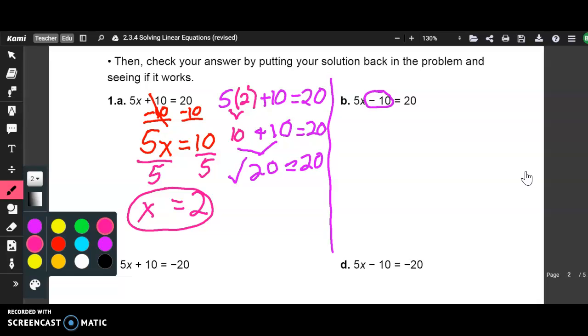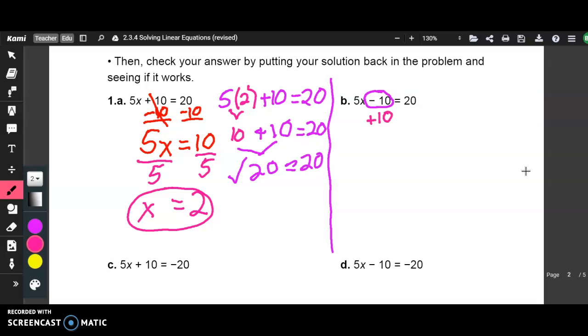So on A, what I did was I got rid of the 10 coins by subtracting. For B, what I'm going to do is just do the opposite of what minus 10 is. I'm going to add 10 to both sides. Because what I'm still trying to do is get x by itself, or get my pouches by itself if we were still working with pouches. So minus 10 plus 10, that's going to cancel out. That's going to give me 0. So I get 5x equals 20 plus 10, which is 30.